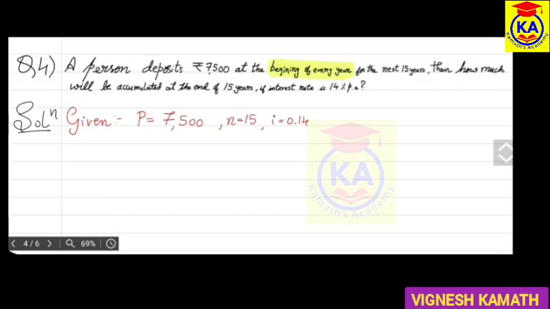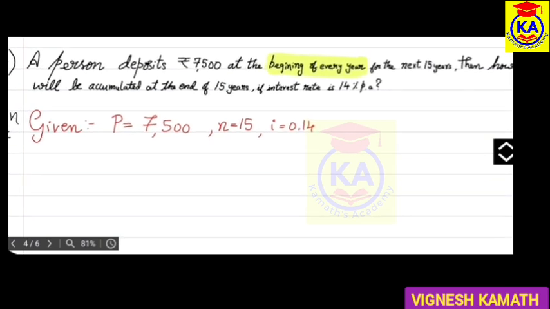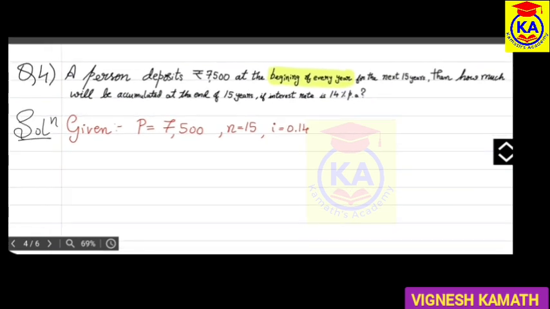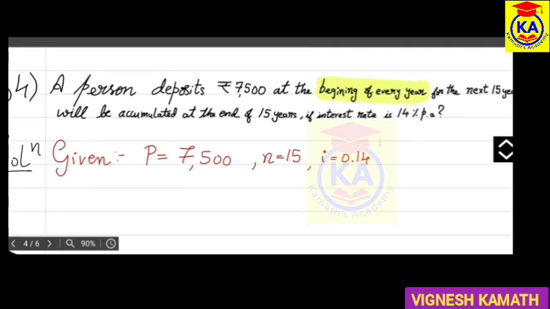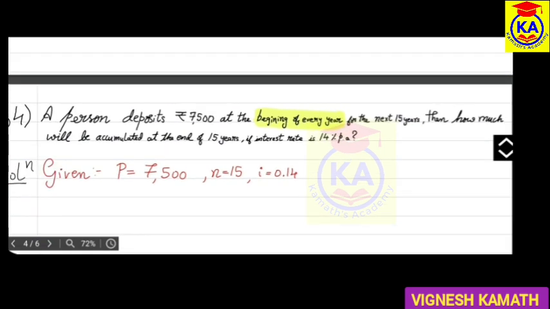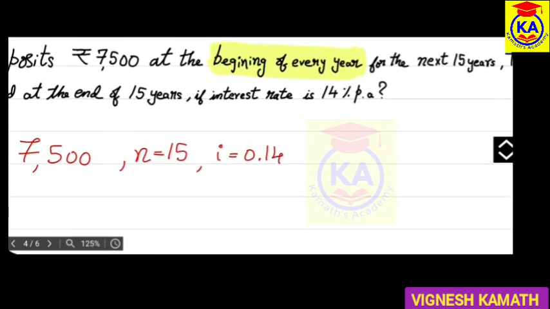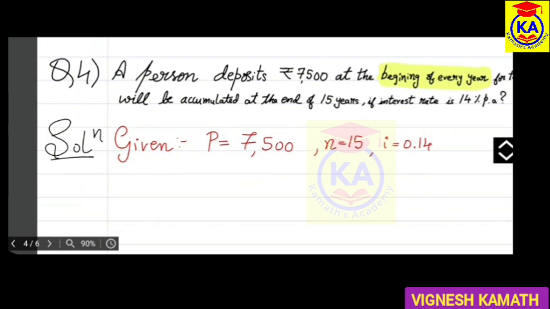A person deposits rupees 7,500 at the beginning of every year for the next 15 years. Then how much will be accumulated at the end of 15 years if the interest rate is 14% per annum? Let's see what things are given. Person deposits rupees 7,500 at the beginning of every year, P is equal to 7,500. Next 15 years, so n is equal to 15 years. The interest rate is 14%, I is equal to 0.14. This much you know.